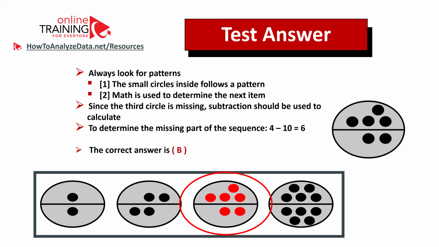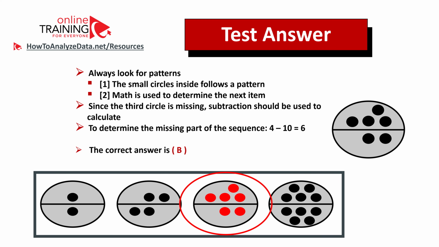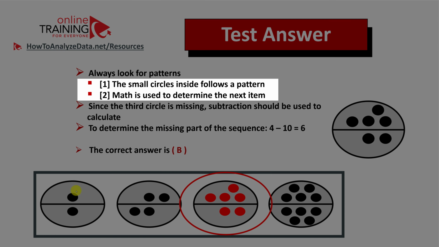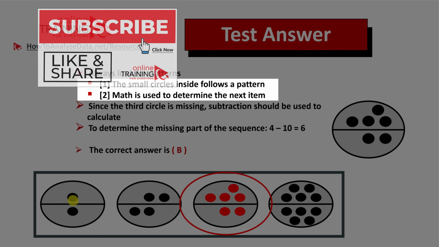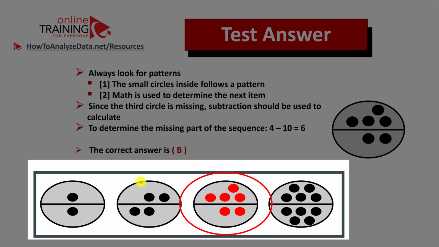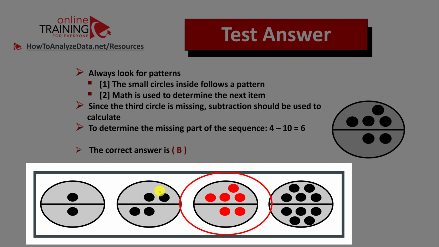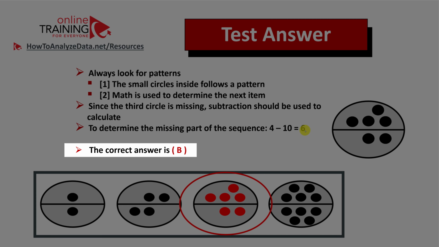When solving any type of questions, always look for patterns. And if you look carefully, you will see multiple patterns happening here. The first pattern is there's always a small circle inside the larger oval. And then the second pattern for this particular question is that math is used to determine the next item. And since math is used, we can use calculations to determine the missing part. You see that the item number 2 has 4 small circles, and the item number 4 has 10 small circles. So we can use subtraction to calculate the item in the middle. And if we subtract 10 minus 4, we will get 6. So the correct answer here is choice B.